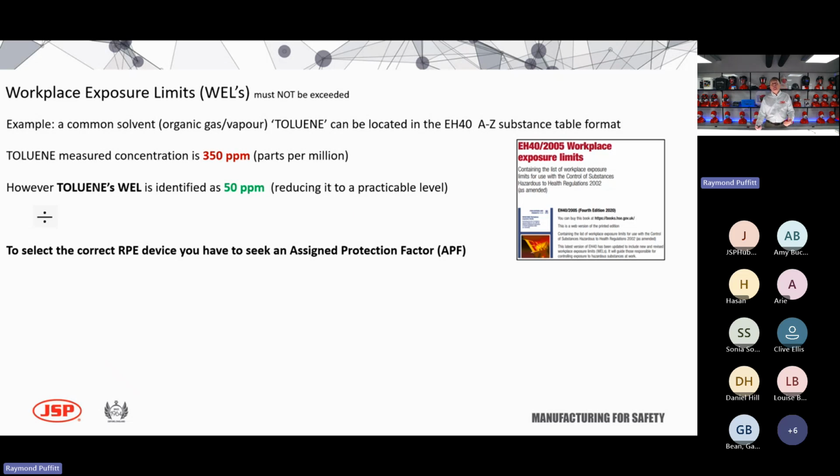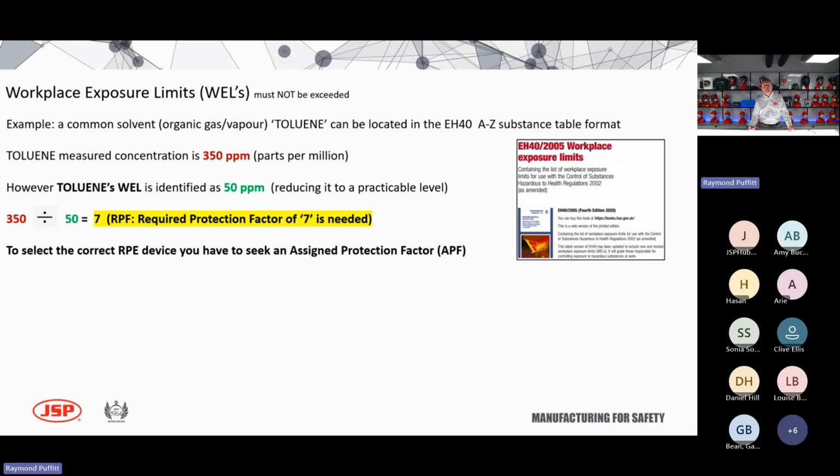So workplace exposure limits, and they are a limit, and I'm giving you an example here. Let's say I need to understand what my concentration value is in the workplace. This is a number given by, let's say, detection equipment that's made available to me, and it's 350 parts per million. So I need to find the substance that is the problem for me, toluene. Then I find toluene and it says to me, Darren, it is 50 parts per million, and it will reduce the exposure above the concentration to a manageable, practical level.